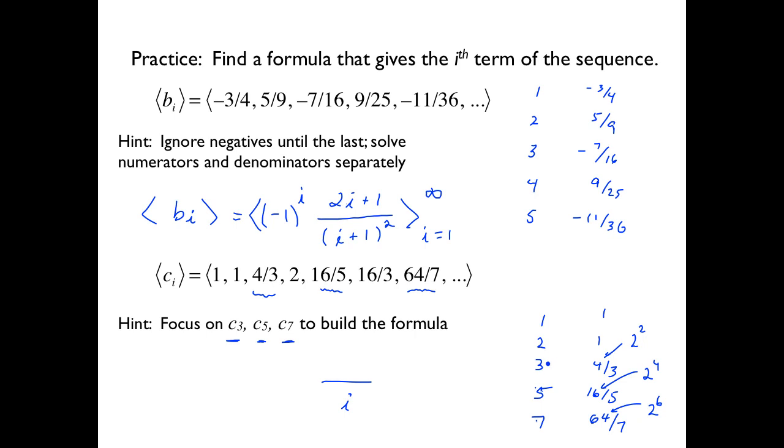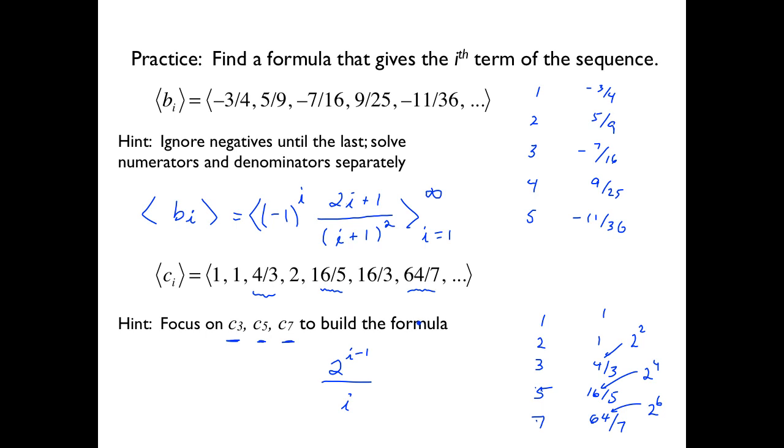So 3 gives the second power of 2. 5 gives the fourth power of 2. 7 gives the sixth power of 2. So what is it? Say it again. 2 to the power of n minus 1. Yeah, so the power is always 1 less than the term we're on. Now, we want to make sure that that's right. We want to go back and check C1, C2, C4, C6.